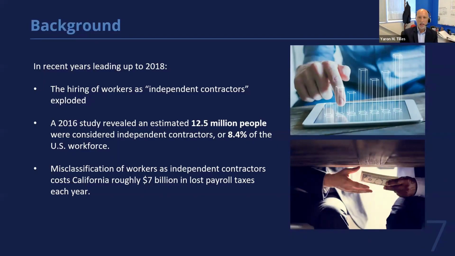A 2016 study by economists at Harvard and Princeton universities estimated 12.5 million people were considered independent contractors, which at the time constituted 8.4% of the US workforce. According to the California Labor Commissioner, the misclassification of workers as independent contractors cost the state of California roughly $7 billion in lost payroll taxes each year. Next slide.